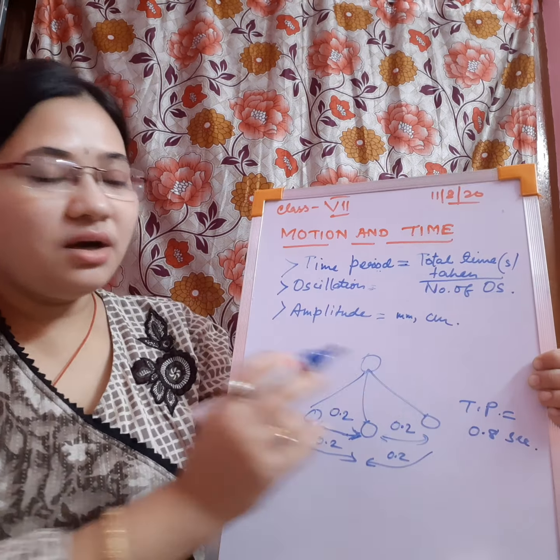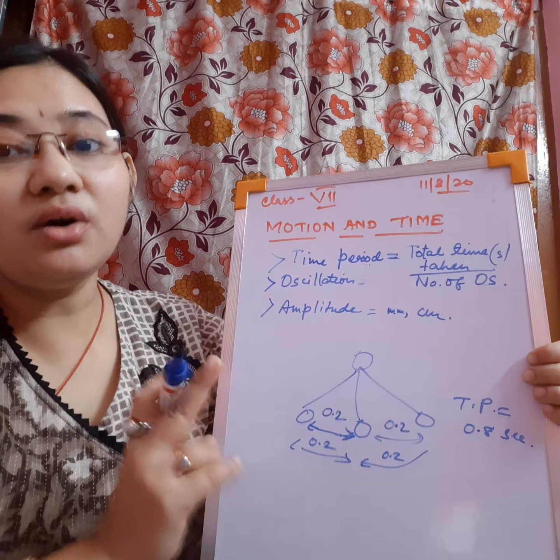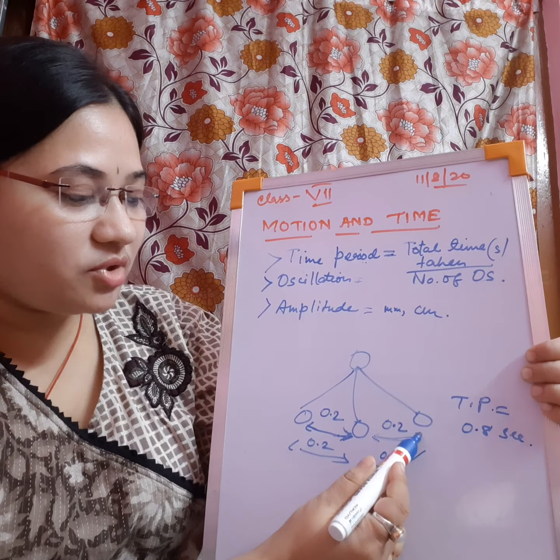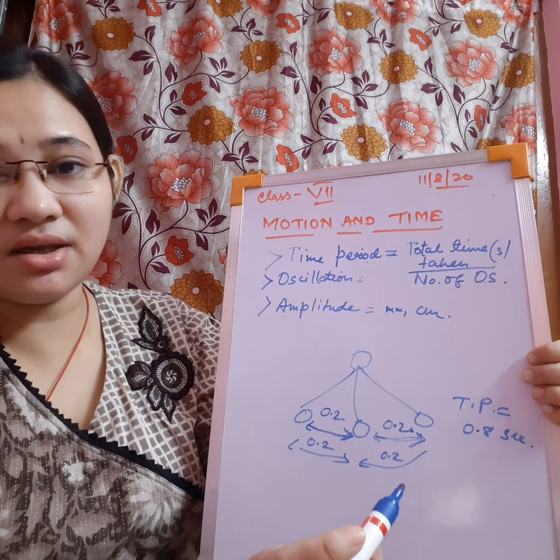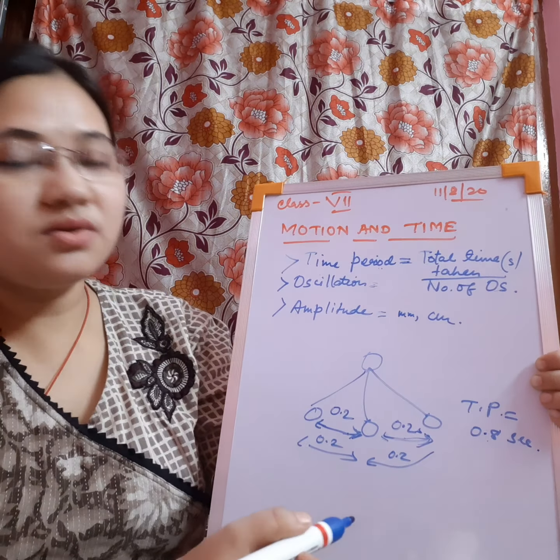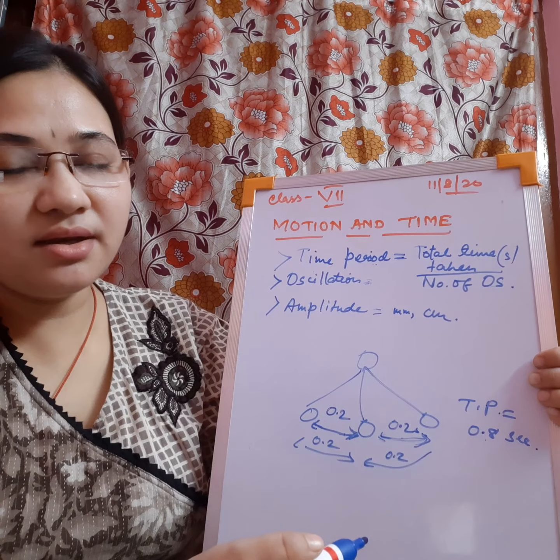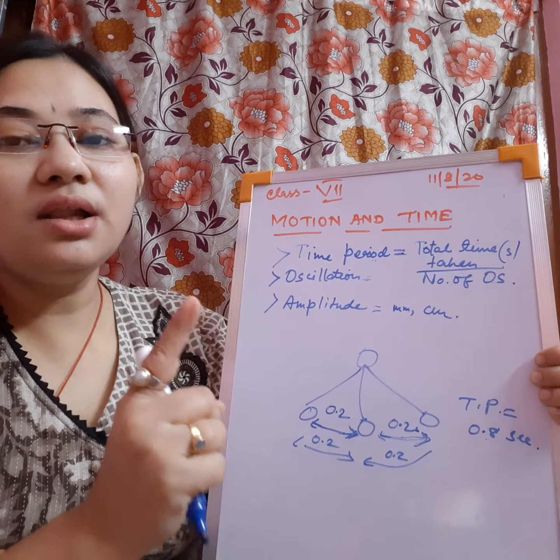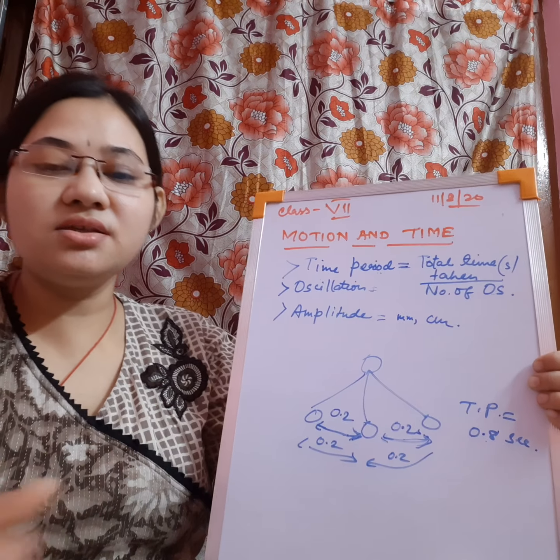That means the time taken to complete one oscillation. We know 4 quarters is equal to 1 oscillation, because only this portion is given in terms of seconds. So we will multiply 0.2 into 4. So we will get 0.8 seconds as the time taken to complete one single oscillation. In this way we can calculate.